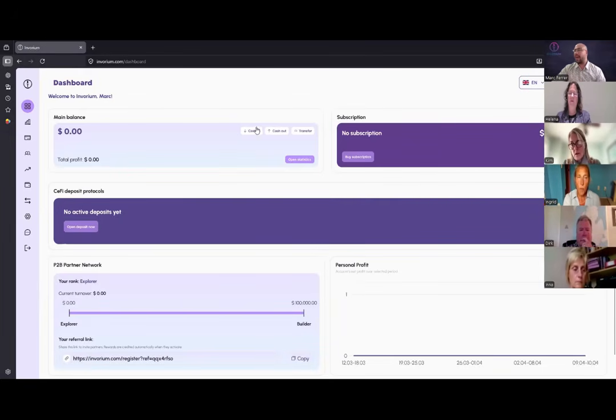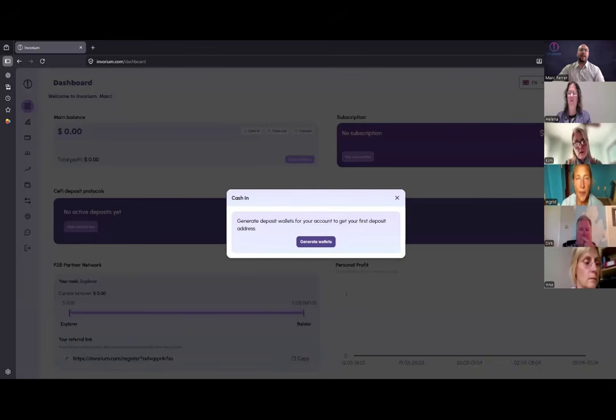Here you can see we have the cash in button. After registration, you click generate wallets and you will be given a personal wallet assigned to you in the Invorium ecosystem. You choose a convenient coin and network for you and top up your account. The main thing is to send those coins on the network that you selected. Otherwise, in the blockchain, everything sent incorrectly may be lost forever.